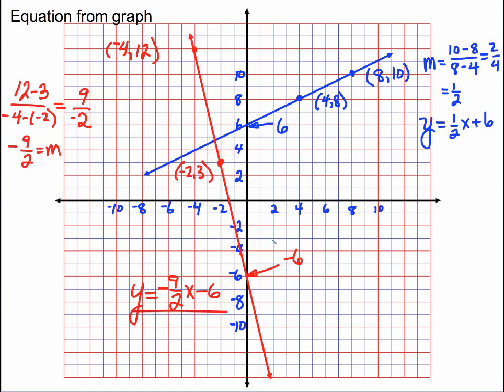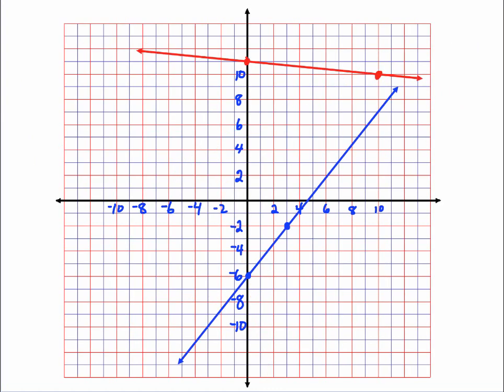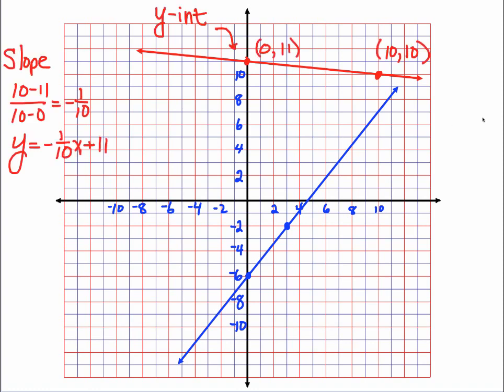Now I'd like you to try a couple. I'd like you to write equations for the 2 lines pictured in this graph. Please stop the video, copy this problem into your journal, do the work in your journal, and then restart the video when you're ready to see the answer. So we note on the red line that the y-intercept is 11 because that's the point at which the line crosses the y-axis. And I've picked two lattice points to use to compute the slope. And those lattice points are 0, 11 and 10, 10. The slope is going to be 10 minus 11 over 10 minus 0. That's negative 1/10. So the equation is going to be y equals the slope, negative 1/10 times x, plus 11.